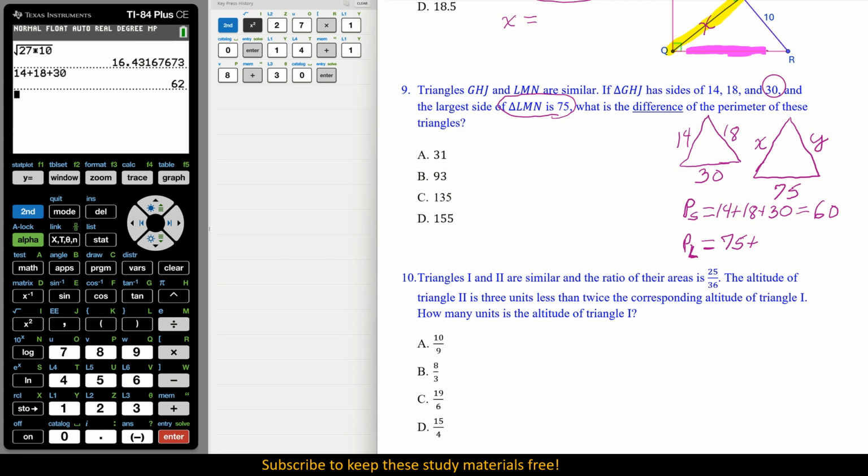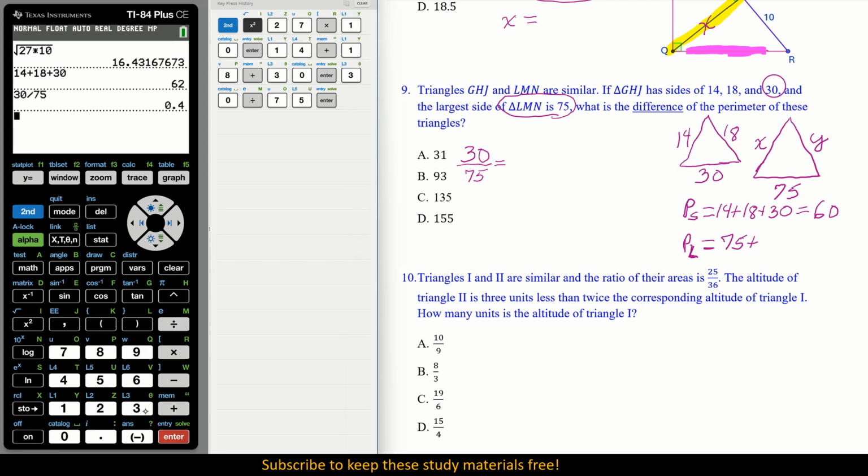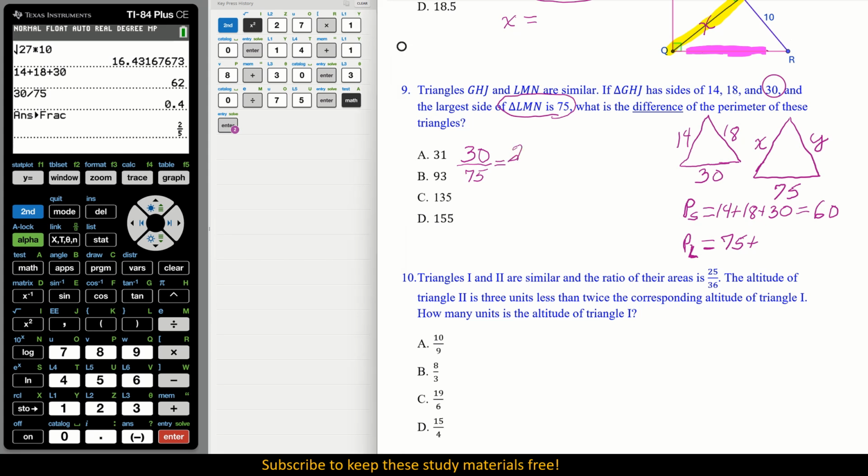So how do we deal with this? Well, we need to set this up. Our scale factor K is 30 over 75. Let's put that in the calculator: 30 divided by 75 equals, and that is our ratio, which is 2 over 5.